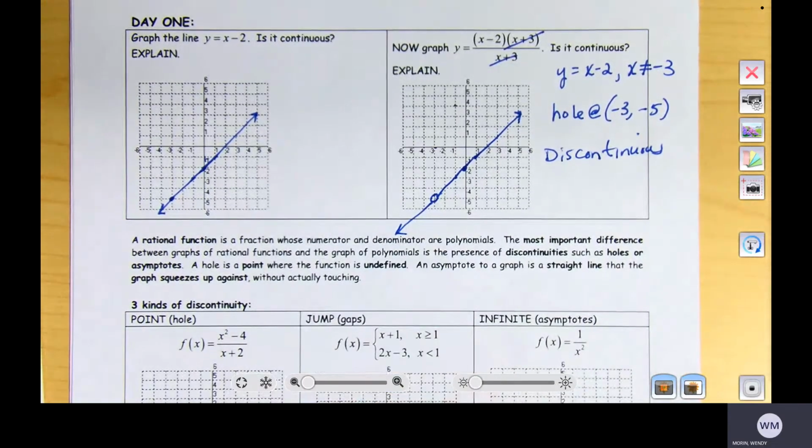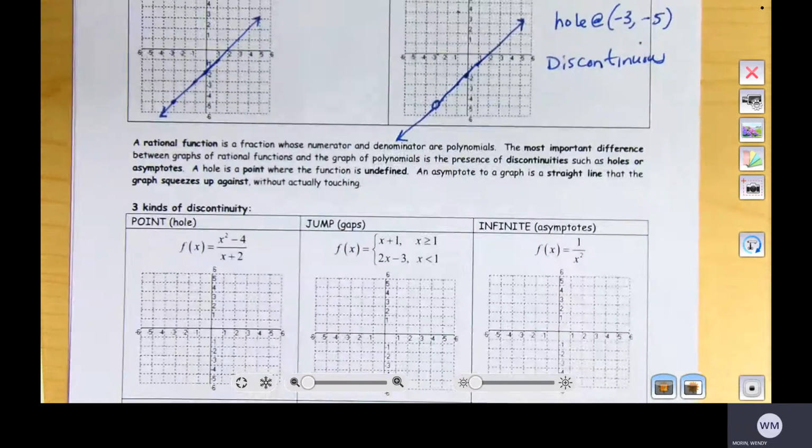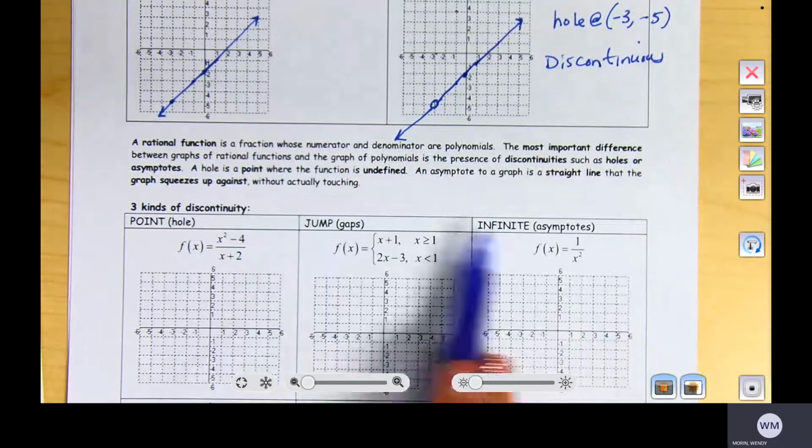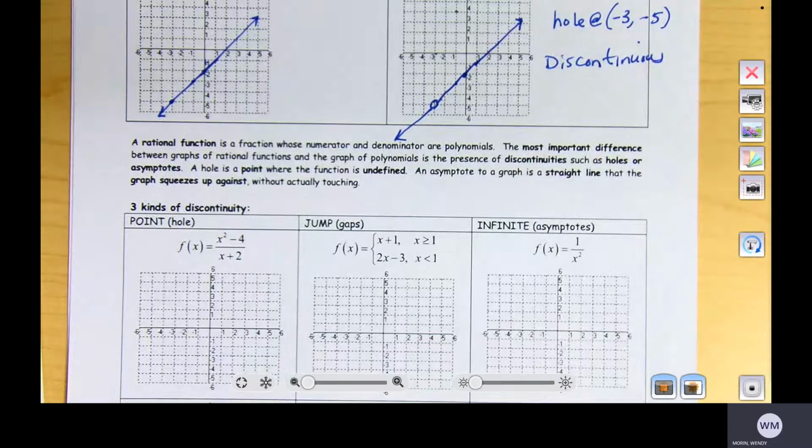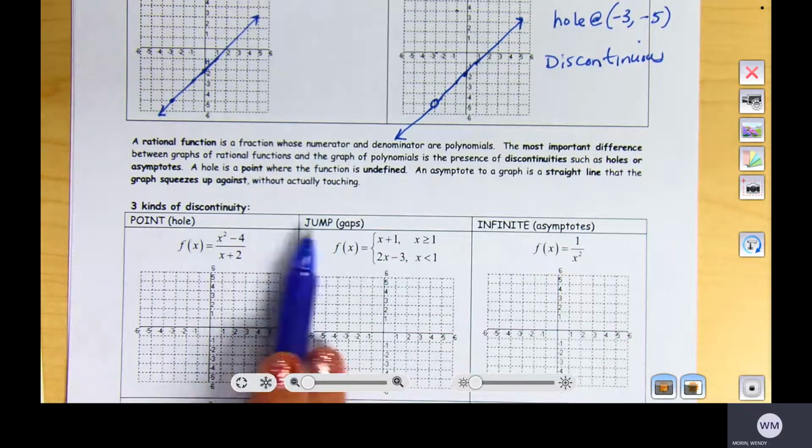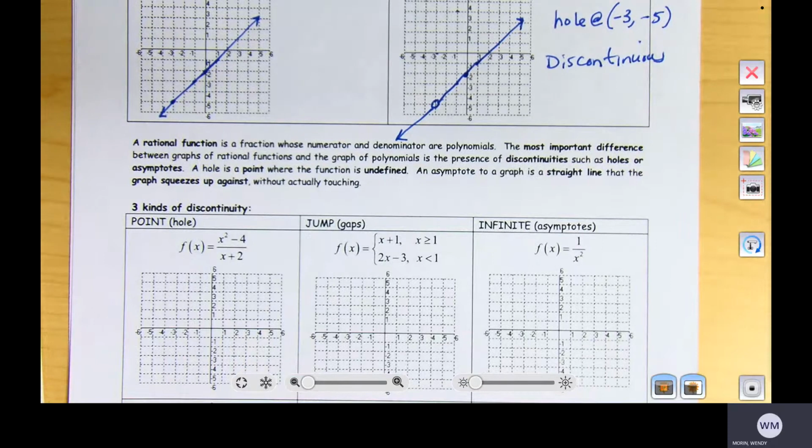Now there's other types of discontinuities. One is jump discontinuity and the other is infinite discontinuity. So we talk about this in calculus when we do limits. And again, the unit 1. Different types of discontinuity: point, jump, and infinite.